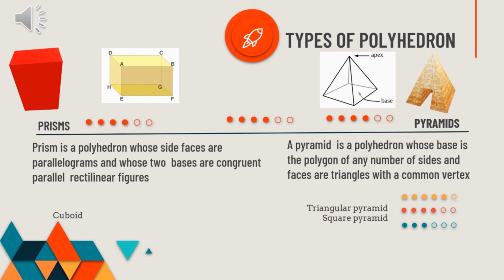Rightly, the example could be a rectangular prism. The top base and the bottom base are exactly the same. The front and the back are exactly the same, while the left and the right are exactly the same.